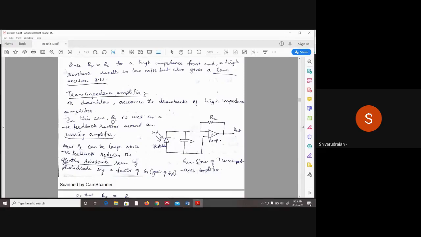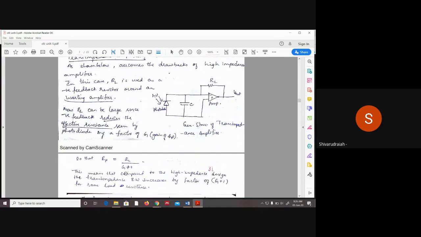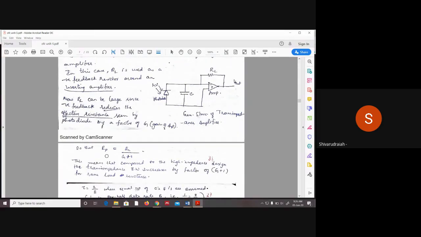around an inverting amplifier. I think you can understand what an inverting amplifier means. So for an inverting amplifier, a negative feedback resistance called the load resistance is used. Because of this negative feedback resistance in the feedback path, the effective resistance seen at the photodiode is given as RP. RP is nothing but the effective resistance that is seen from the photodiode.